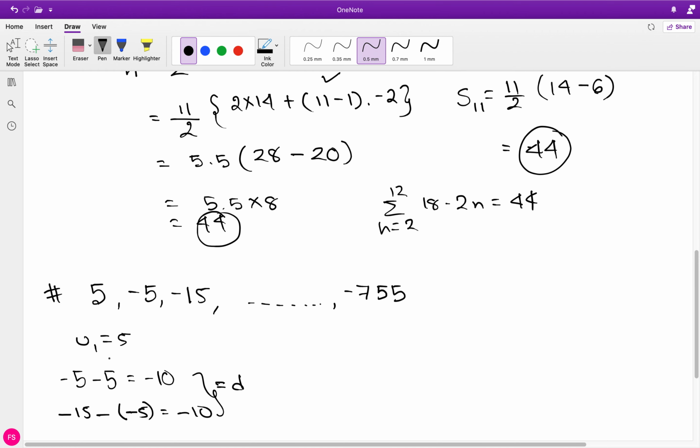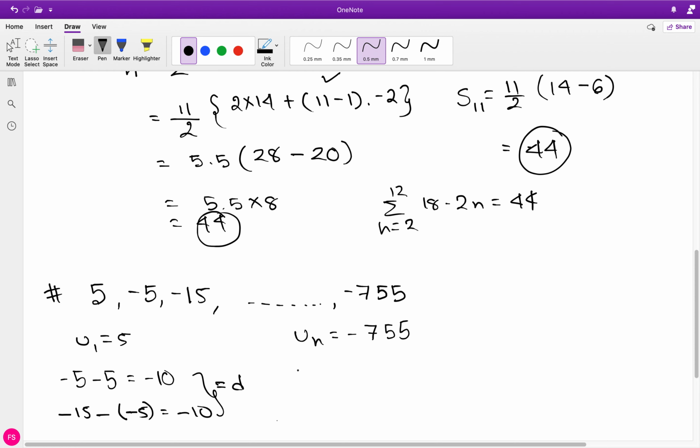I know my first term, I know the common difference is -10. What about the number of terms in this series? The last term of this series is -755. If you can find the n for this term, that means you will find the total number of terms in this series. How many terms are there in this series?